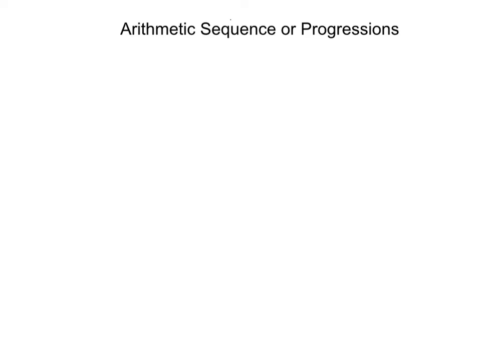Alright, so let's talk about arithmetic sequences or progressions. Basically, that's when you have a list of numbers and some kind of difference between them, right? 3, 5, 7, 9. And these are various terms, right? This is the first term, the second term, the third term, the fourth term.